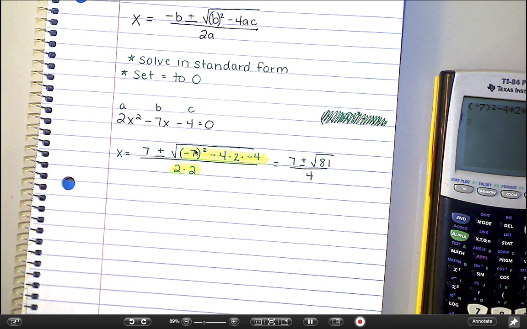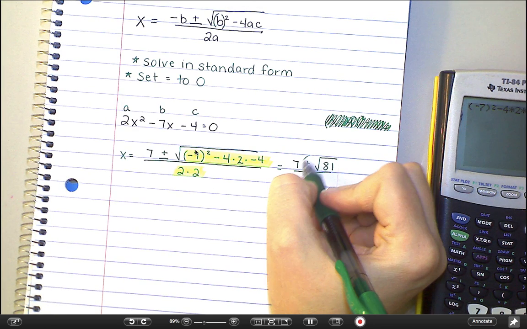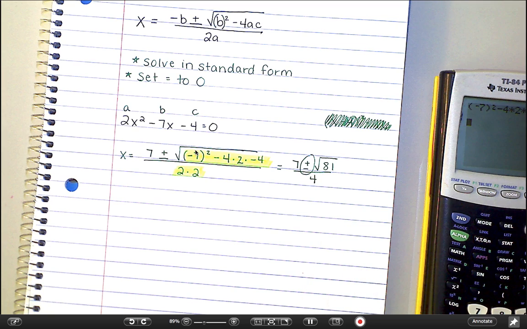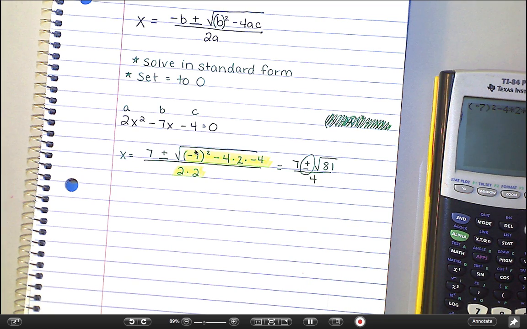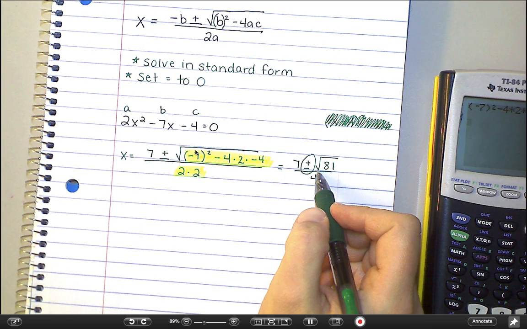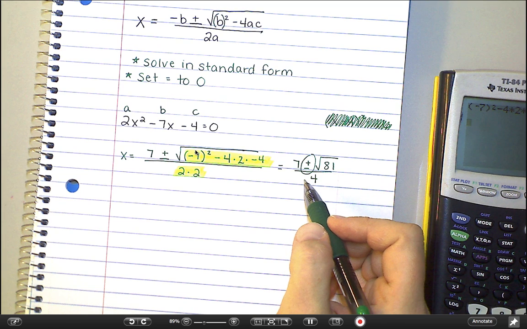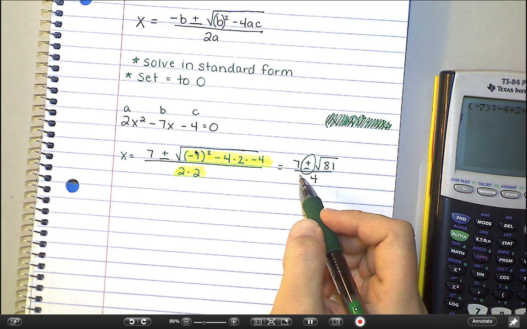Okay, from here, notice this plus or minus here. That means that I'm going to split into 2 separate calculations, one with a plus, one with a minus. And that should sound pretty familiar to you. Because you're doing a square root, you're going to have a positive and a negative version of that number. So that's where the plus or minus comes from.